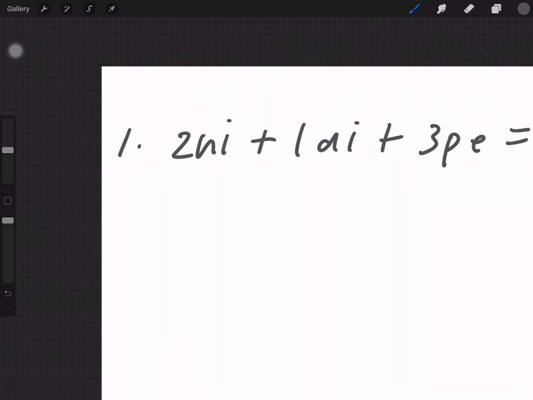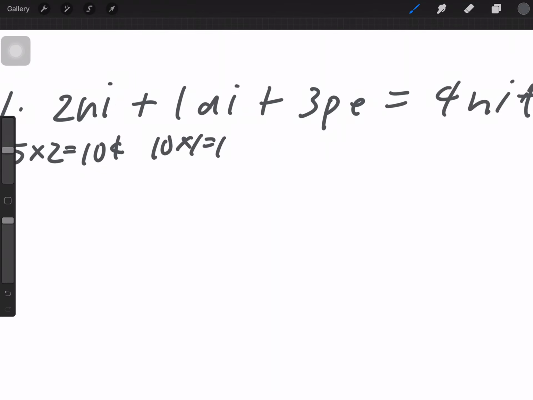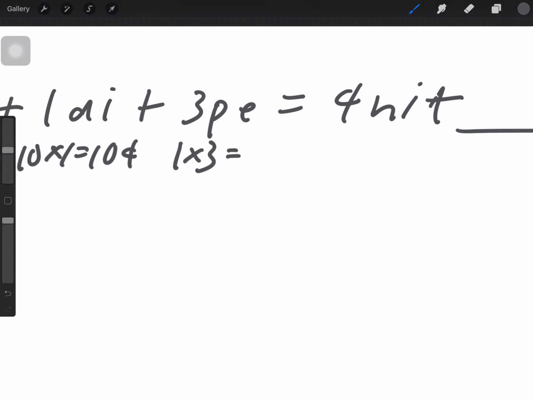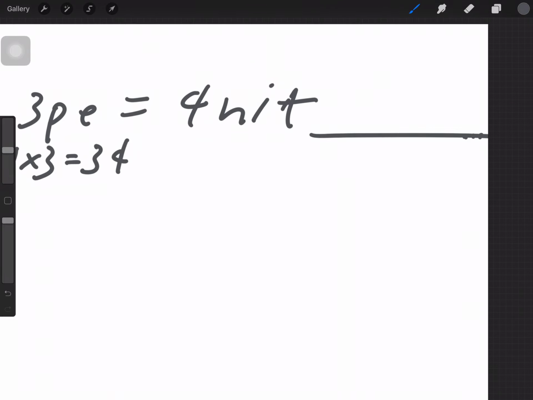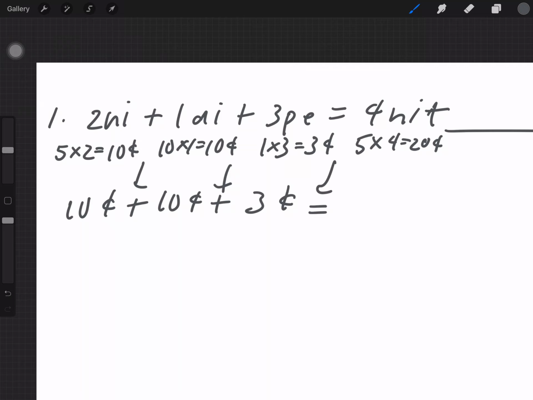So as we know, 2 nickels, 1 nickel is equal to 5 cents times 2 is equal to 10 cents. 1 dime is equal to 10 cents times 1 is equal to 10 cents. And 1 penny is equal to 1 cent times 3 is equal to 3 cents, is equal to 4 nickels. 1 nickel is 5 cents times 4 is equal to 20 cents. And we're going to simplify this a little bit. 10 cents plus 10 cents plus 3 cents is equal to 20 cents plus something. We're still trying to find the something, but we can't really do this yet because we still have this thing that we have to solve.